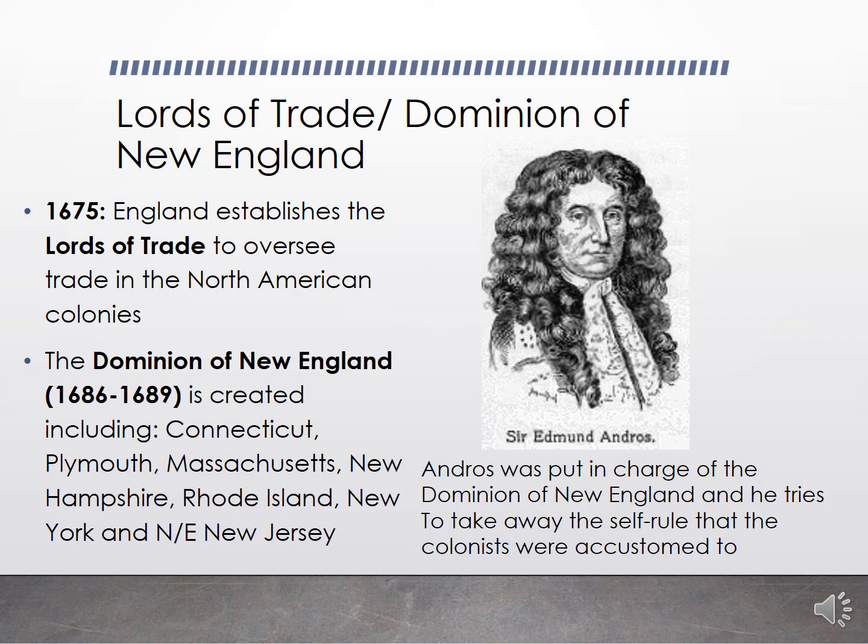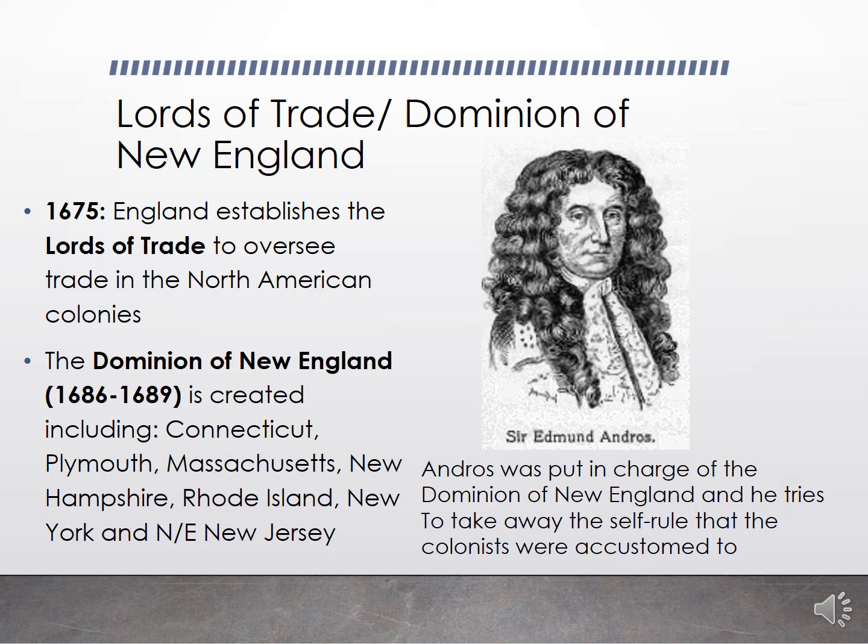In 1675, the English government decides to establish something called the Lords of Trade. This is a group of commissioners, if you will, that oversee trade in the North American colonies. Now, the Lords of Trade were created in response to primarily the Northeast, so the New England colonies' refusal to follow the Navigation Acts. So if you remember, the Navigation Acts were those acts that were passed by England in an effort to try to control the trade that was coming in and out of the colonies.